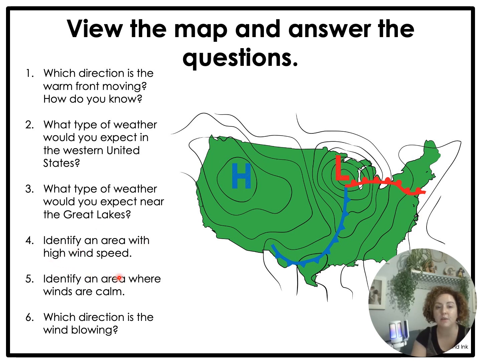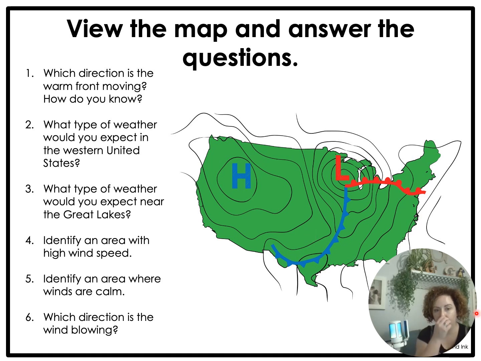Identify the area with high wind speeds. Well, remember, it's where the isobars are really close together, so it's going to be around this low pressure system. Identify the area where the winds are really calm. Basically anywhere here in the western portion of the United States, you have a lot of distance between your isobars.